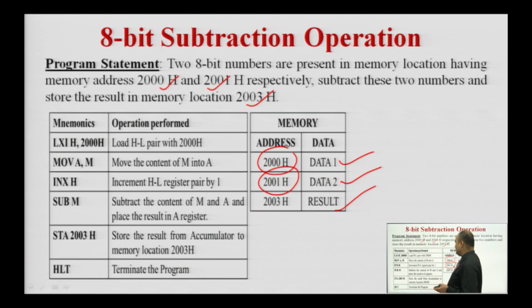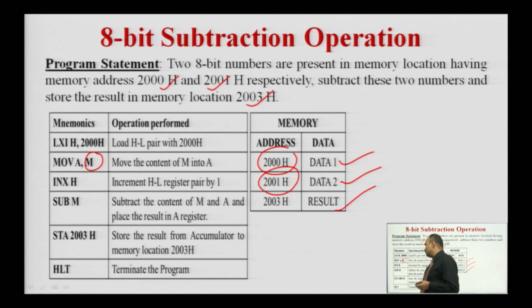With the help of the instruction LXI H, we initialize the memory address 2000 H using the HL register pair. So, the HL register pair will load 2000 H, which is the address of the memory. With the help of MOV A, M, the content of the memory location is copied into the accumulator register. Here the instruction transfers the content from memory location 2000 H to the accumulator.